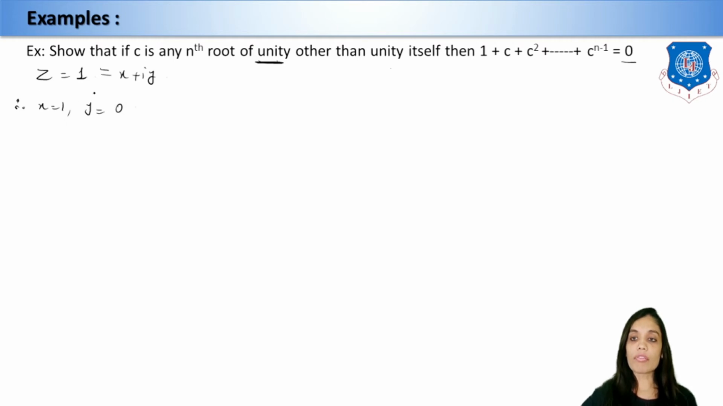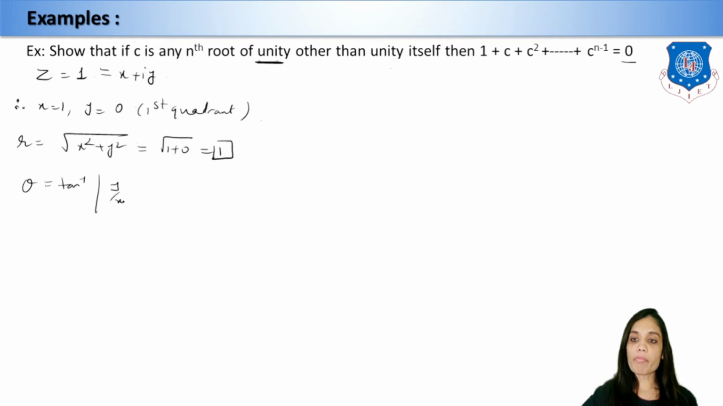Now in order to convert it into polar form, let us find the value of r. Formula is square root of x square plus y square, that is square root of 1 plus 0, so the value of r is 1. Now both x and y are not negative, so it lies in the first quadrant, right? So now theta will be equal to what? Tan inverse mod y by x, that is equal to tan inverse 0. So the answer is 0. So the value of theta is 0.